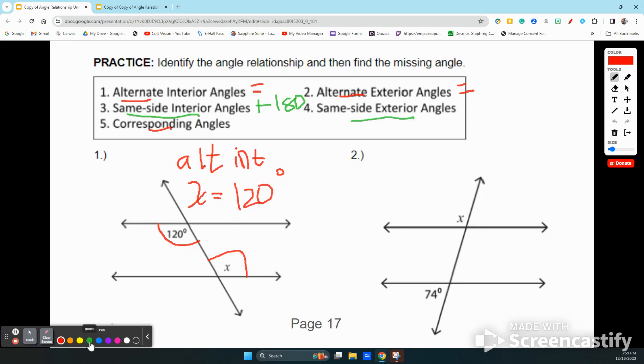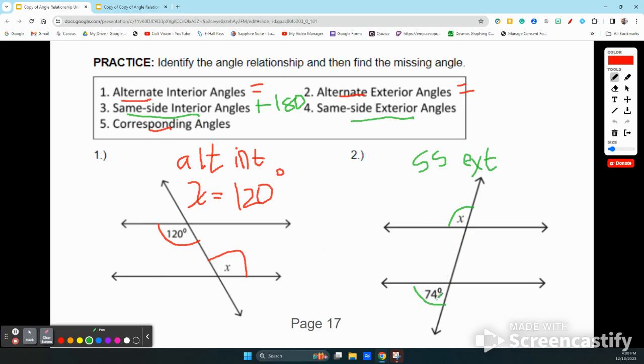Okay, but if I look at example number 2, these are both on the exterior, and they are on the same side of the transversal. So this is same side exterior. And same side exterior is an example where the two angles are supplementary.